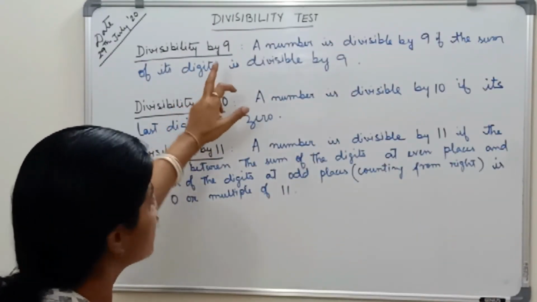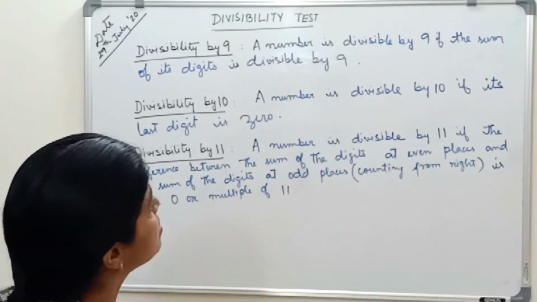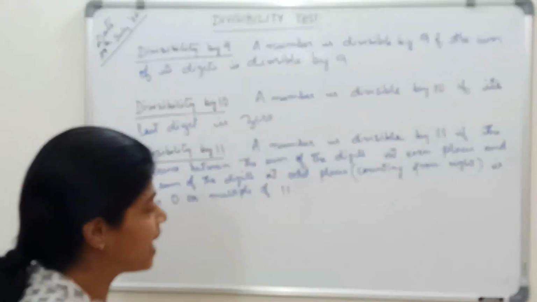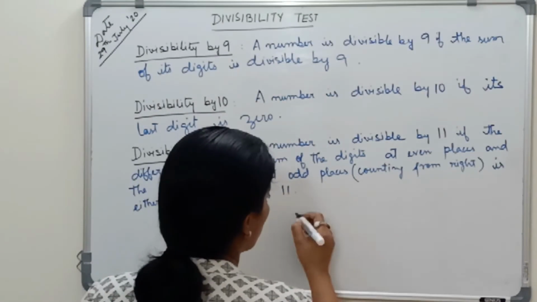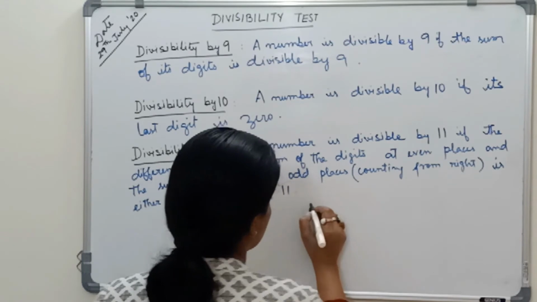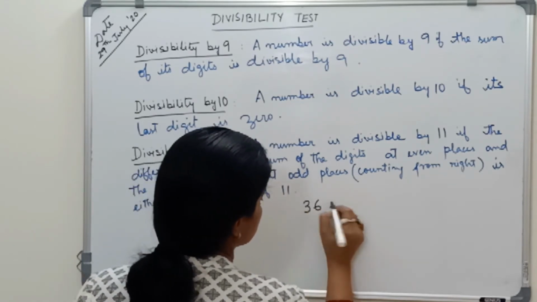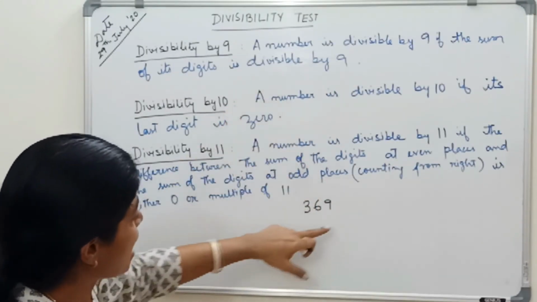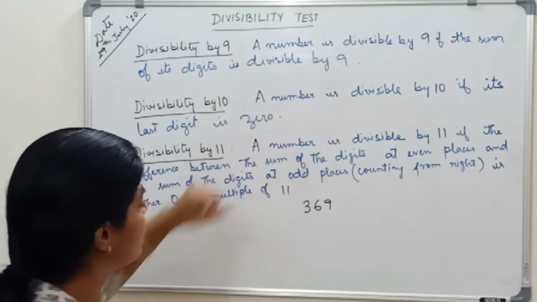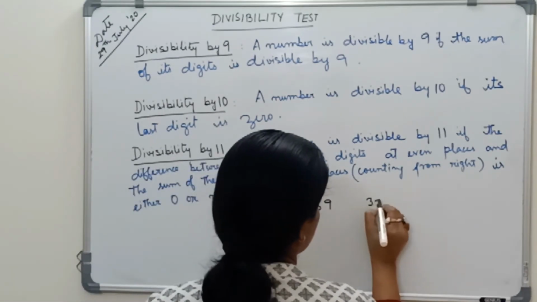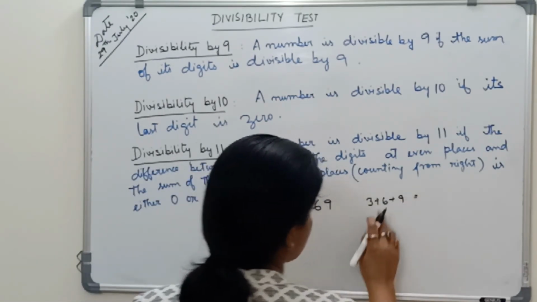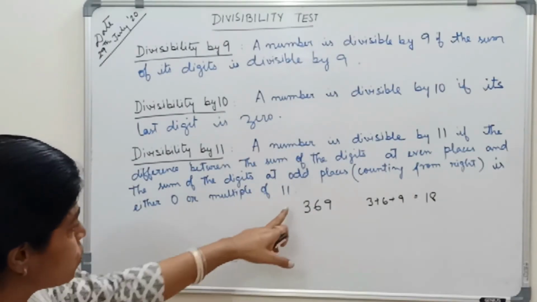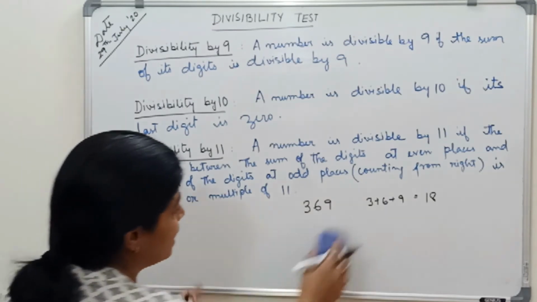Now coming to divisibility by 9. A number is divisible by 9 if the sum of its digits is divisible by 9. Just like 3, we need to add all the digits of the number. Suppose the number is 3, 6, 9. If the sum of the digits is divisible by 9, then the number is divisible by 9. What is the sum of the digits? 3 plus 6 plus 9. So what is that? 6, 7, 8, 9, 9 plus 9, 18. So 18 is divisible by 9. So this number will also be divisible by 9.